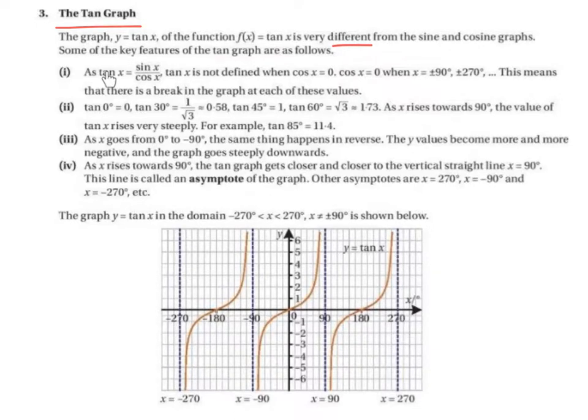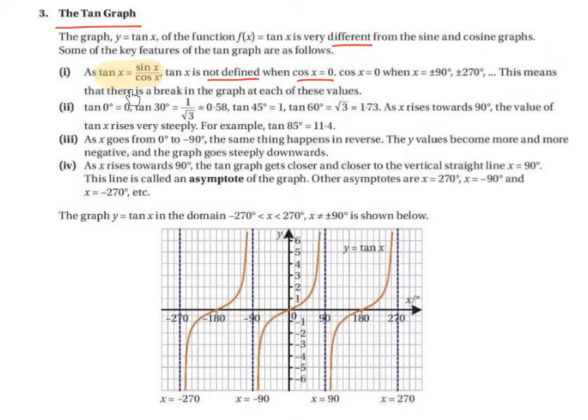As tan of x is equal to sine of x over cos of x, tan of x is not defined when cos of x is equal to 0. Because remember, we cannot have a denominator of 0. We cannot divide by 0. And cos of x is equal to 0 when x is plus or minus 90 degrees, plus or minus 270 degrees, plus or minus 450 degrees, and so on.